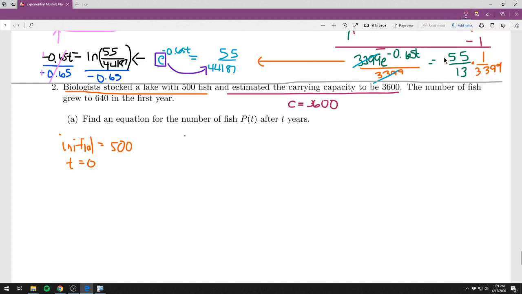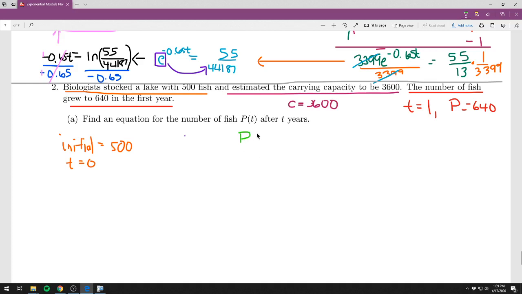And the next piece of information we are told is the number of fish grew to 640 in the first year. So t equals 1. It's telling you right here in the problem, find the equation after t years. T equals 1, the population, which they're asking us to use P, is 640. And they want us to find an equation, the equation for the logistic model, the one with the carrying capacity.